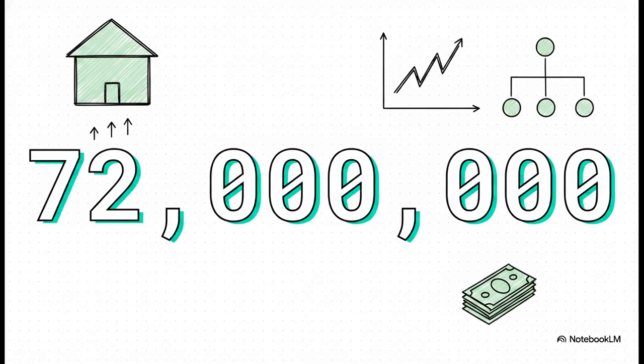But hold on. What happens if the answer we need isn't just a simple category? Think about a massive number, something like 72 million, or maybe 7.2 crores. This perfectly illustrates regression. In a regression decision tree, the output is always a continuous number, not a categorical label.